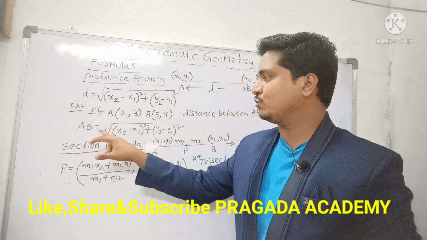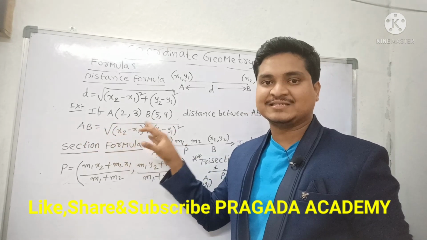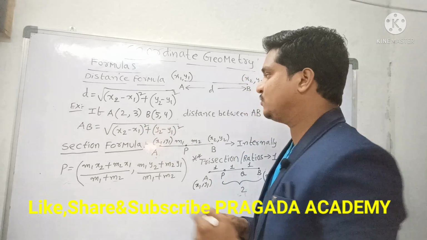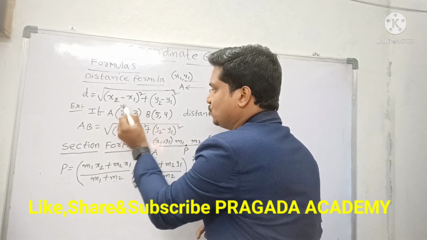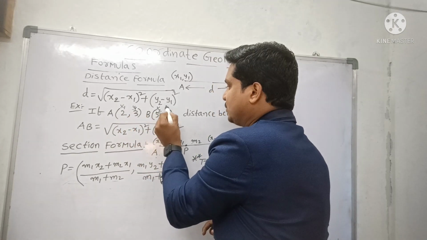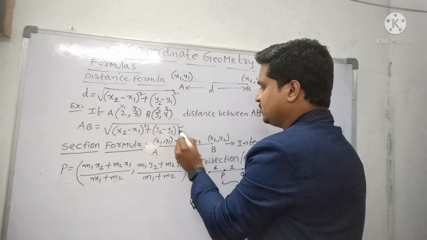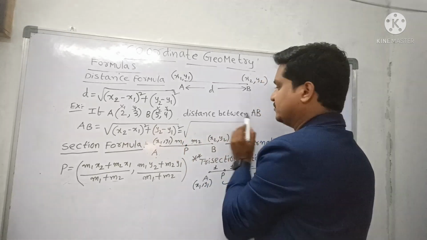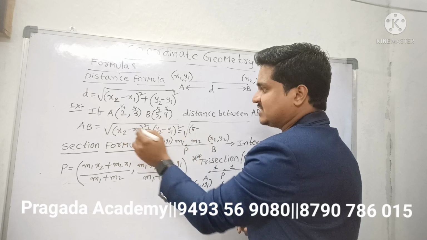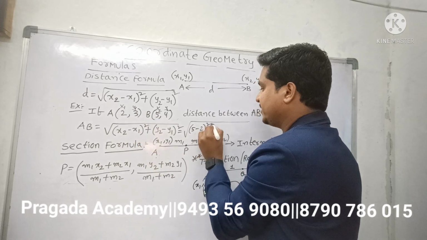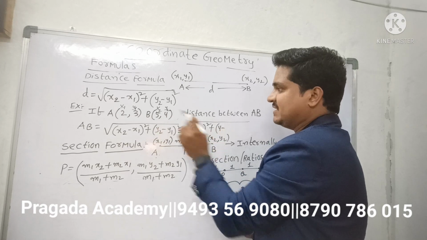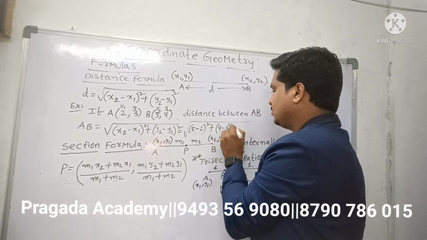So here AB equals the square root of (x2 minus x1) whole square plus (y2 minus y1) whole square. This is the formula we need to apply. Here x1 value will be 2, y1 value will be 3, x2 value will be 5, y2 value will be 4. So you need to replace those values. x2 means 5 minus x1 means 2 whole square, plus y2 4 minus y1 3 whole square.